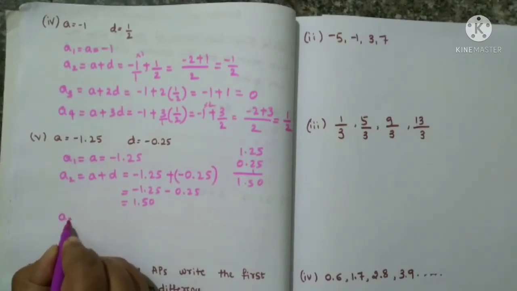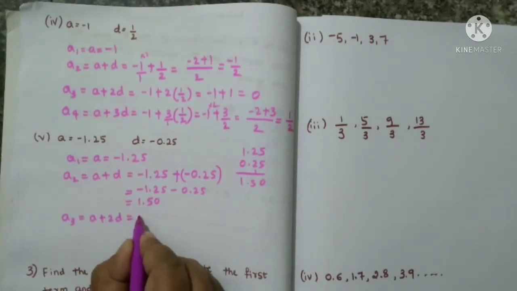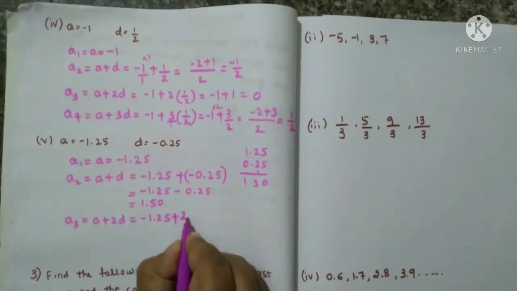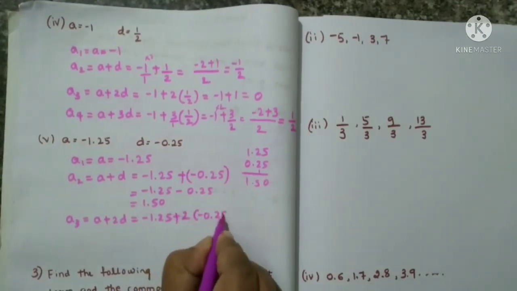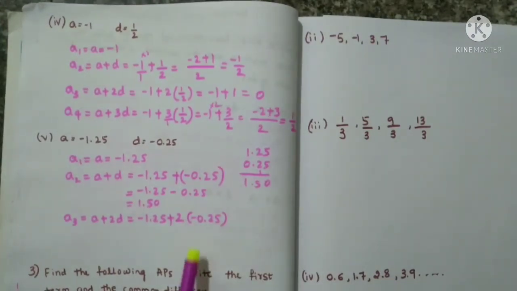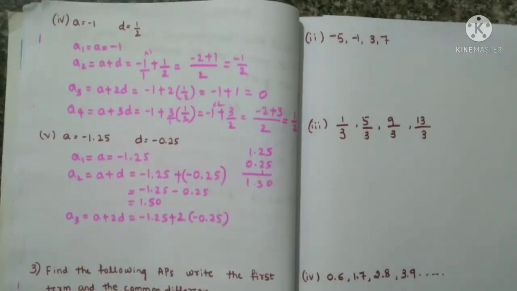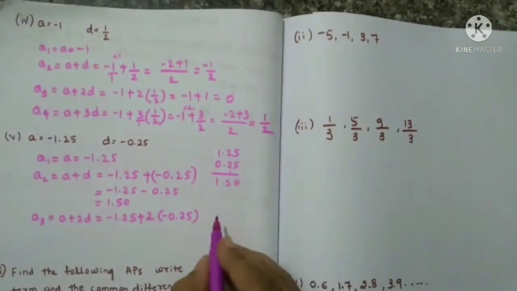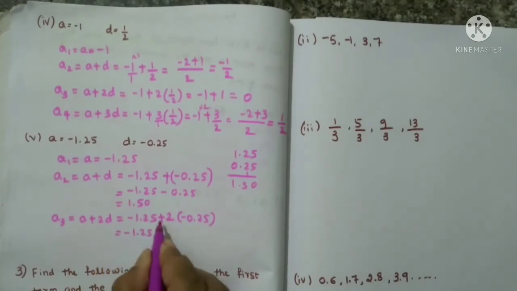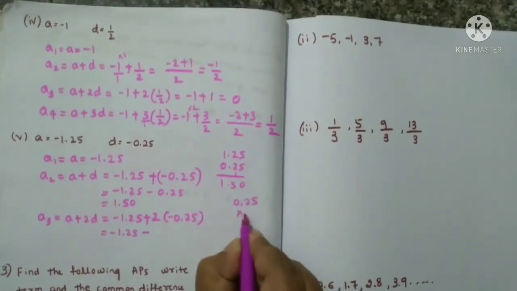Next, A3, A plus 2D. So A plus 2D means A value is minus 1.25 plus 2 into minus 0.25. Here you have to multiply these two. How to multiply, I'll show you. But here plus into minus is minus only, it will become. So minus 1.25, plus into minus is minus 0.25 into 2. We are multiplying.